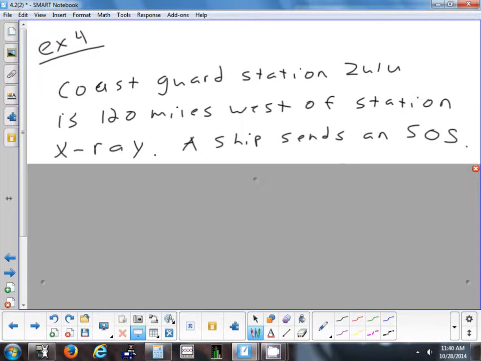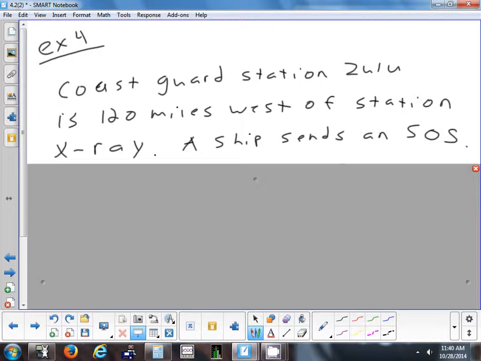Okay, and the 2 Coast Guard stations are Zulu and X-ray. Okay, and their relative position to each other: Zulu is 120 miles west of X-ray. So in this problem, I don't think I'm going to plan on using A, B, and C to label anything. Probably going to use Z for Zulu and X for X-ray.